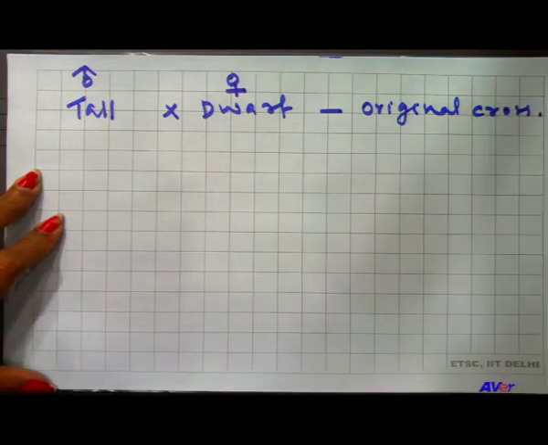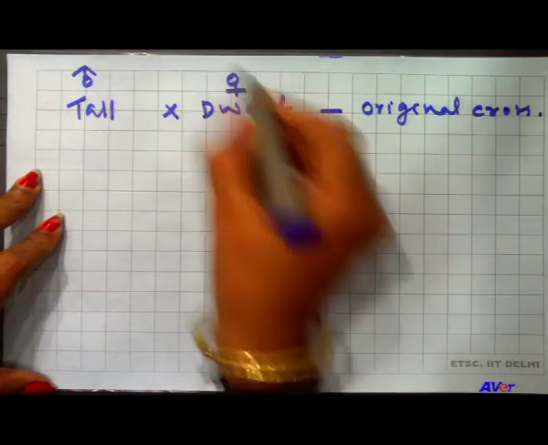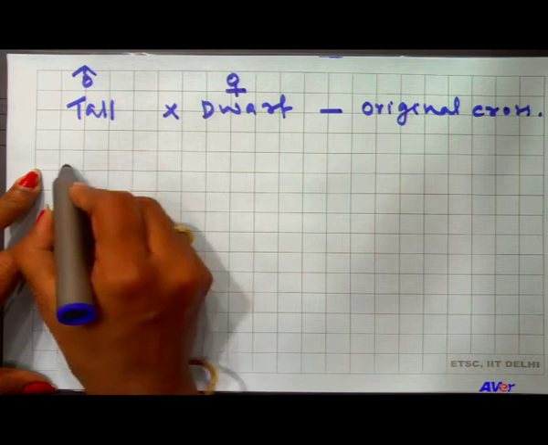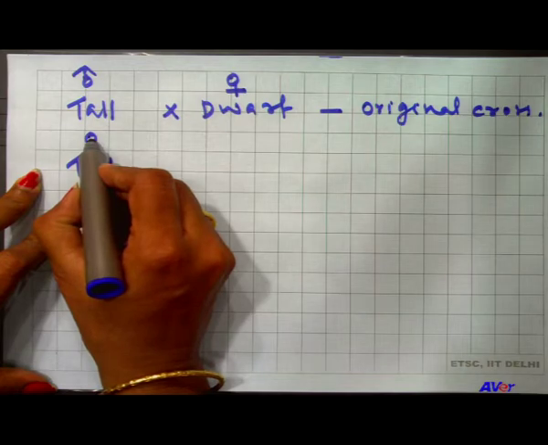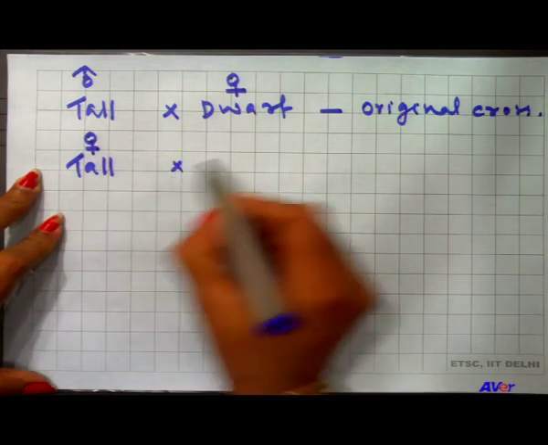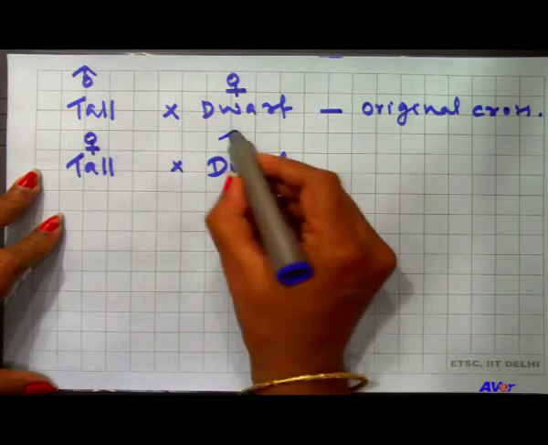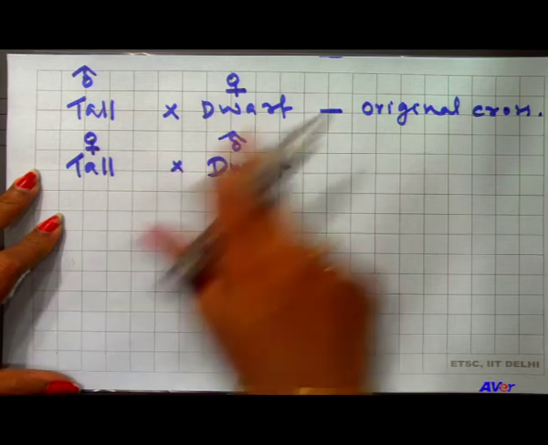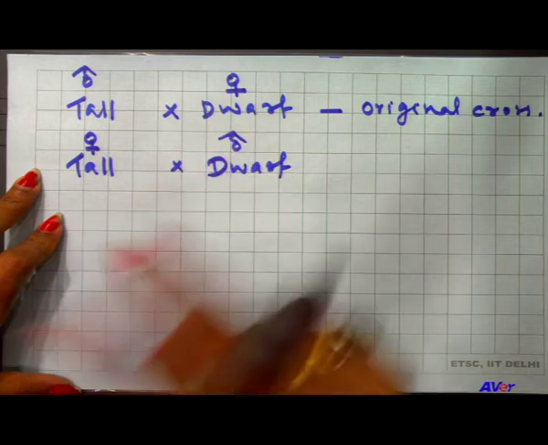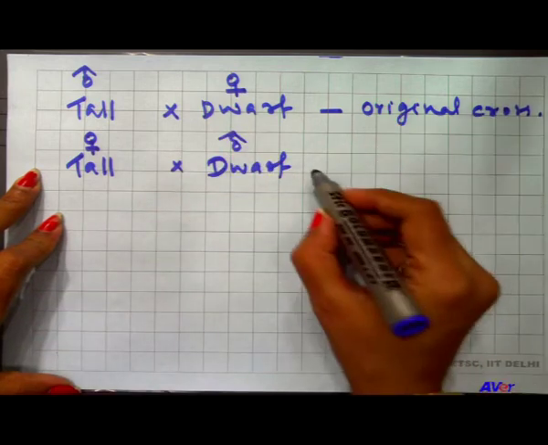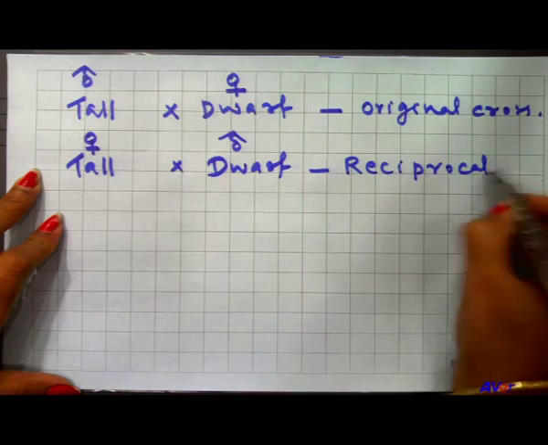Now comes the reciprocal cross. Here the sex of these parents is reversed. That means the tall plant we will consider as female, and the dwarf plant we will consider as male. Only this thing. Here you can see the difference in the sex of these individuals. The sex of the crossed parents is reversed from that of the original cross. Now this one we will call the reciprocal cross.